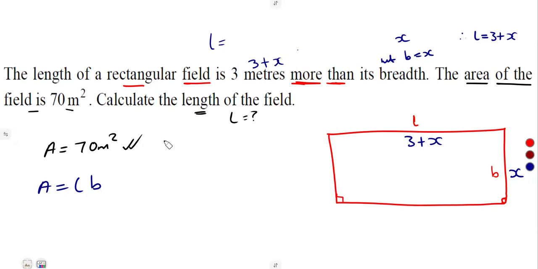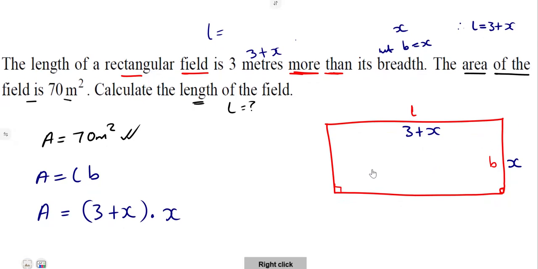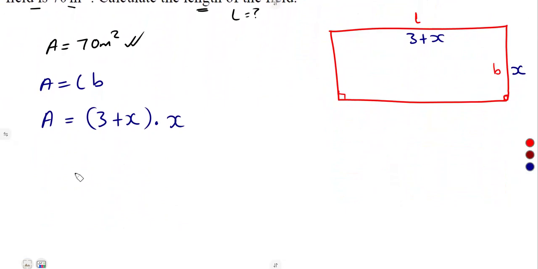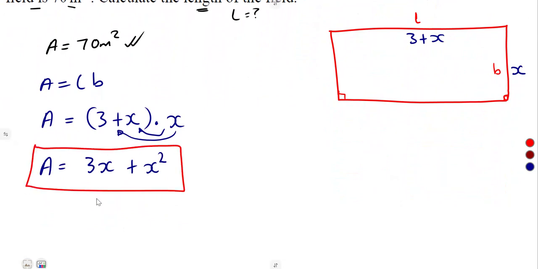Numerically, it is given, but we can form it algebraically from what you're given, the length being 3 plus x times the breadth being x. We can form an expression to represent that area. Expand the bracket: x multiplies 3, that is 3x, and x times x is x squared. We have an expression for the area.